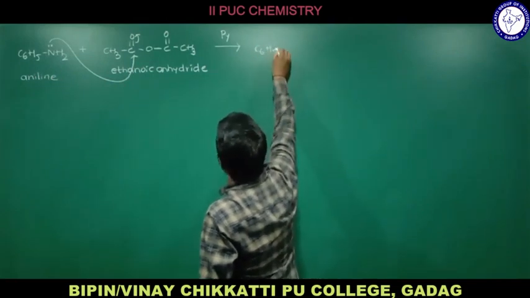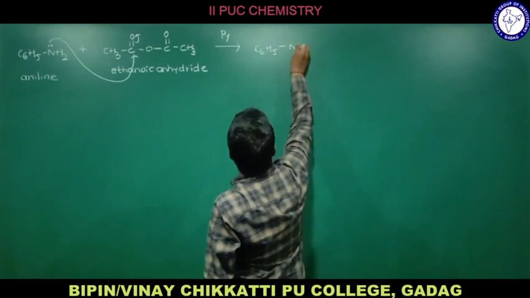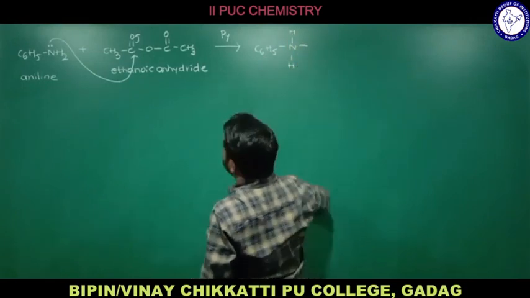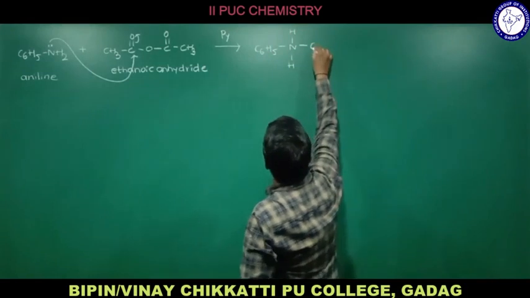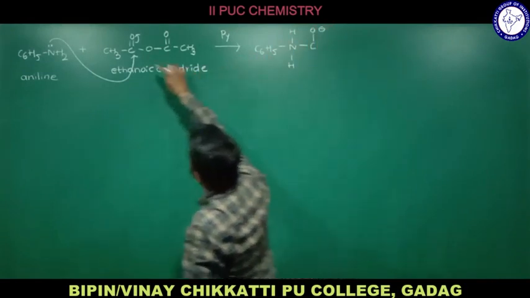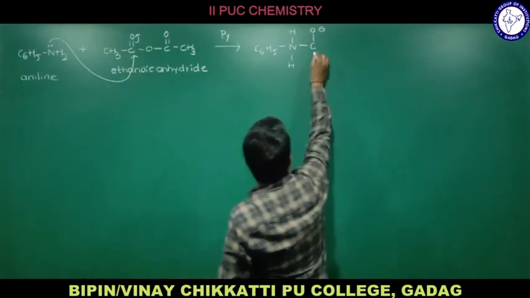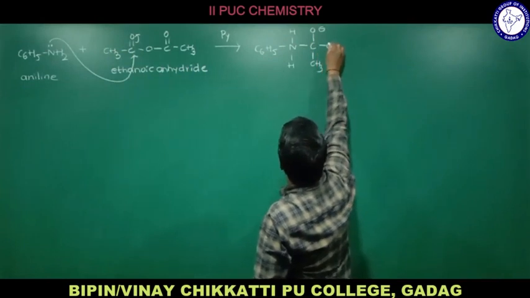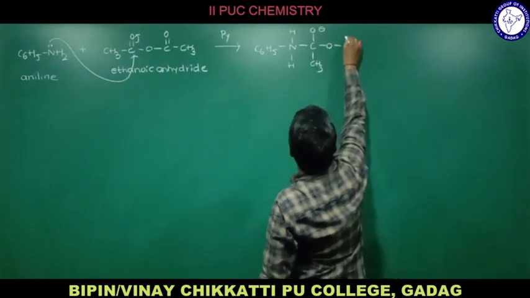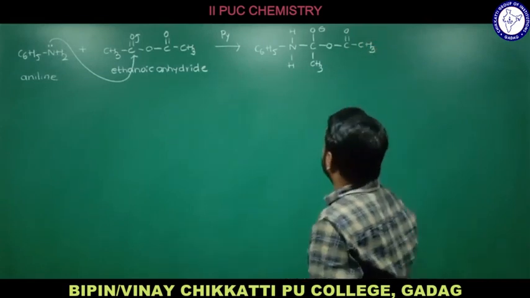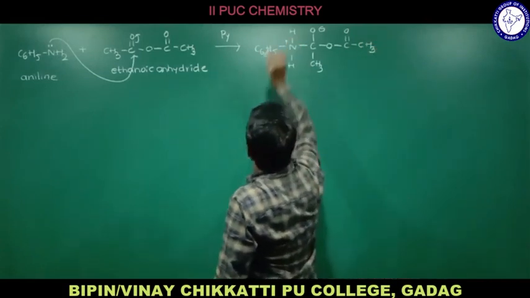So C6H5, and we have NH2. One hydrogen I will write above and one more hydrogen I will write below here. The bond we have is going to be attacked with the carbon, and we get O minus when there is a shift of pi electrons over here, and we have CH3 here. On the right side we have O, C double bond O, and a CH3. So here you get a positive charge for that.